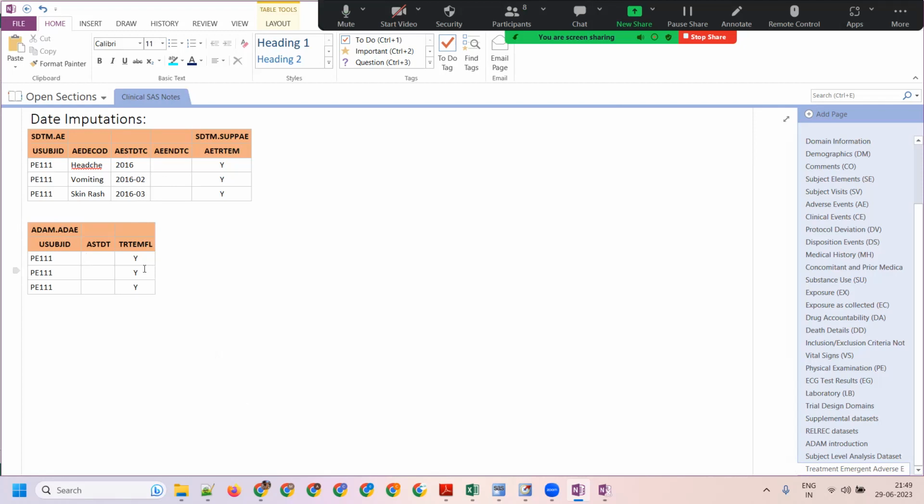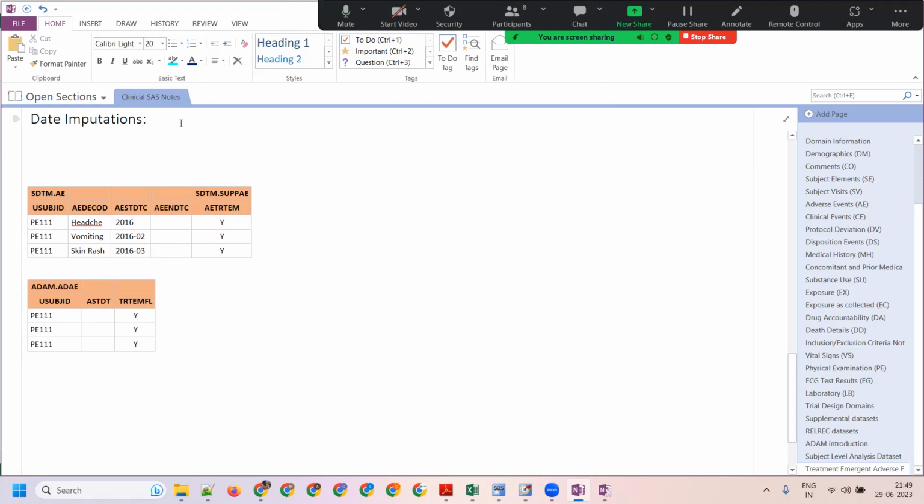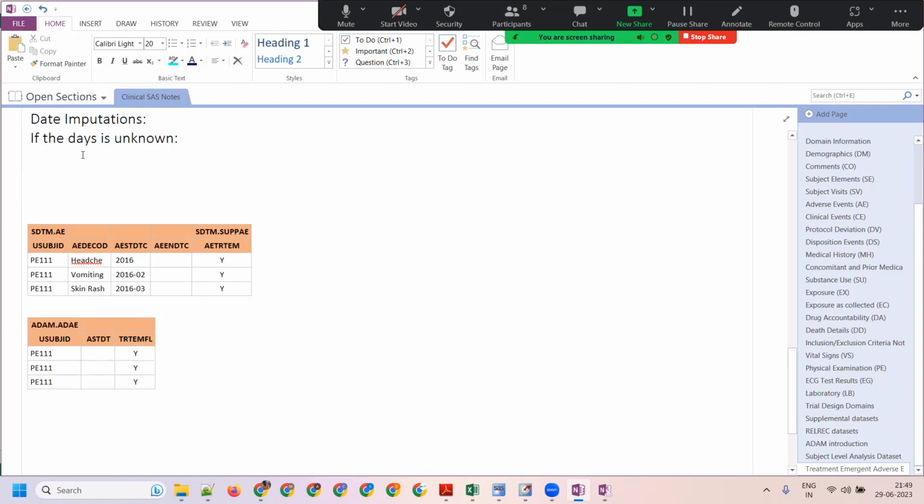It depends upon the sponsor. Somewhere they will consider the known part. If not, they will consider January 1st. If the day is unknown, they will consider it as 01.